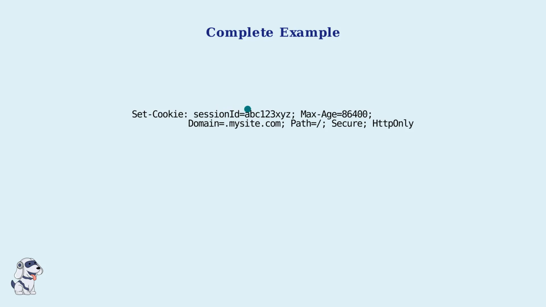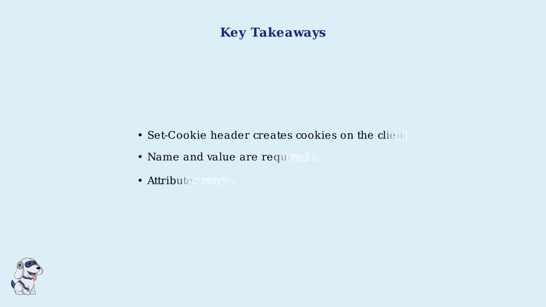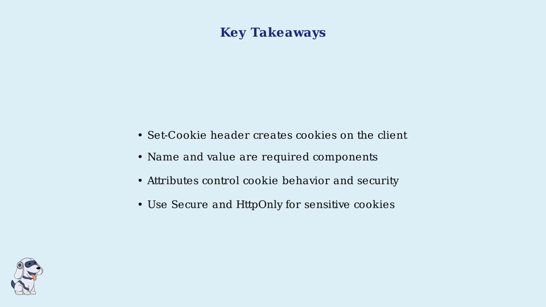This cookie named SessionID with value ABC123XYZ will expire in 86400 seconds, which is 24 hours. It's accessible across all subdomains of mysite.com and all paths, but only over secure HTTPS connections and cannot be accessed by JavaScript. Understanding Set-Cookie headers and their attributes is crucial for proper cookie management. These attributes give you fine-grained control over cookie behavior, security, and accessibility in web applications.